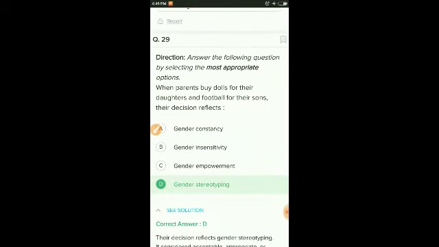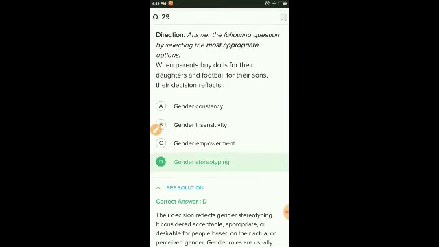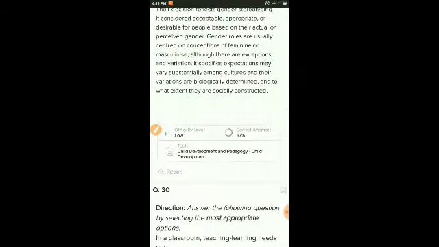Question number 29. When parents buy dolls for their daughters and football for their sons, their decision reflects what? Gender stereotyping. It means the parent is trying to discriminate between the boy and the girl. Giving a doll to a daughter and football to a son always reflects gender stereotyping.